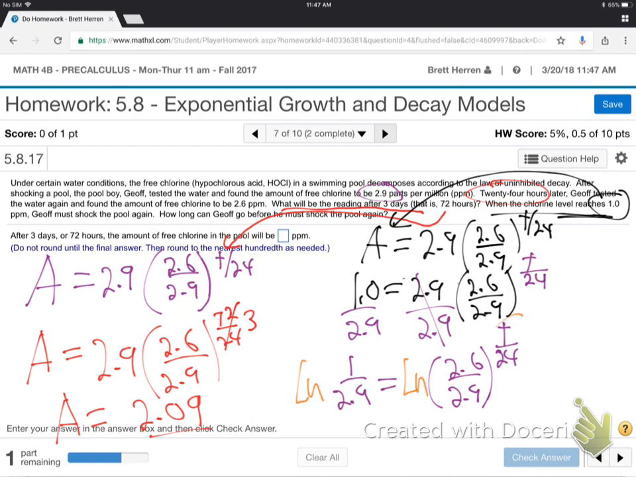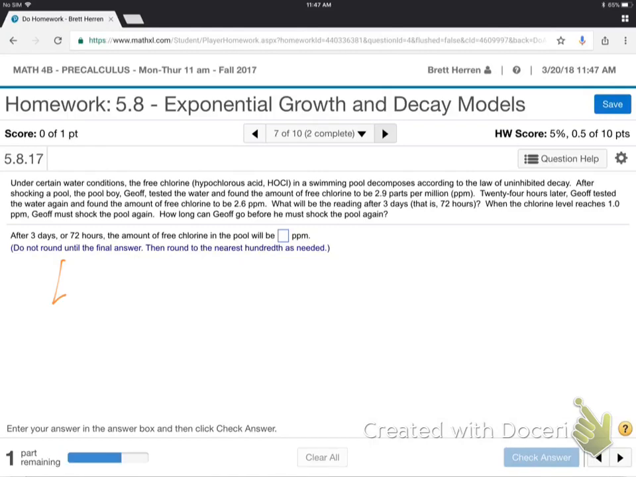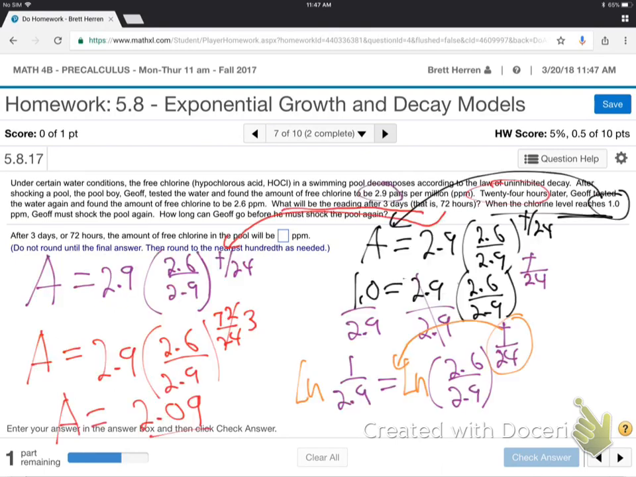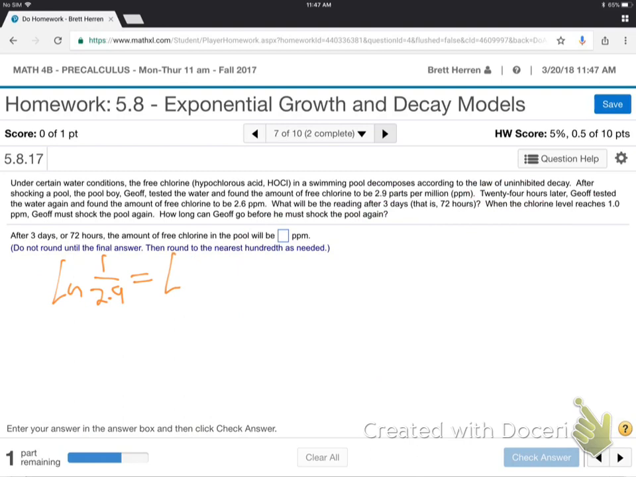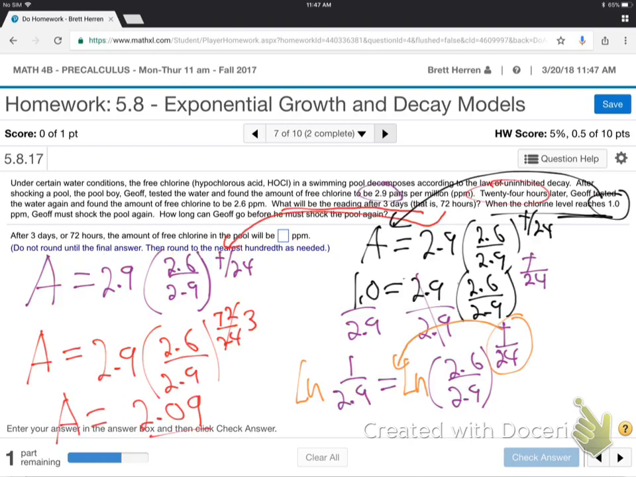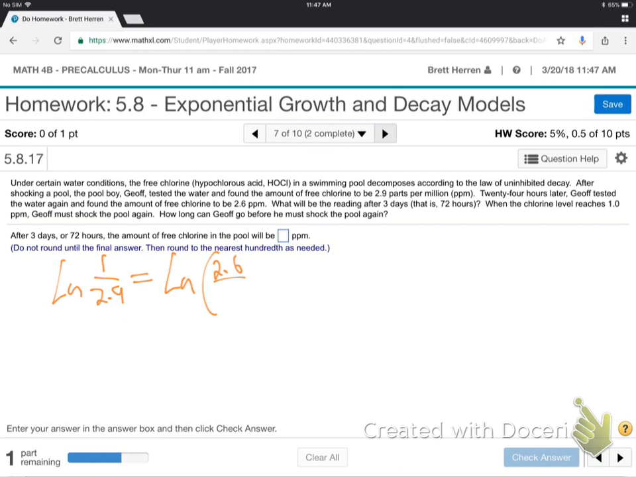Ln both sides. The power drops down. I'm going to go to a fresh screen there, Ellen. This problem is going on forever and ever and ever. It's a long one. Ellen, what is it? Ln of 1 over 2.9 equals ln of 2.6 over 2.9. And then the power comes down. T over 24, that's a T there. T looks like a plus sign.